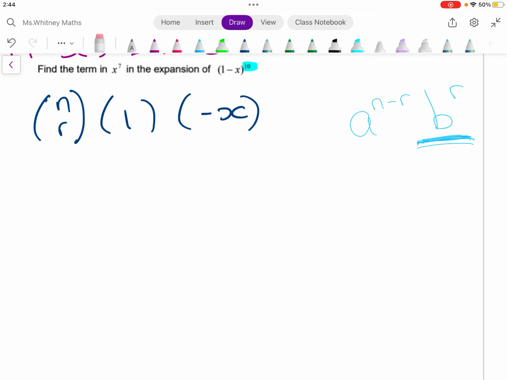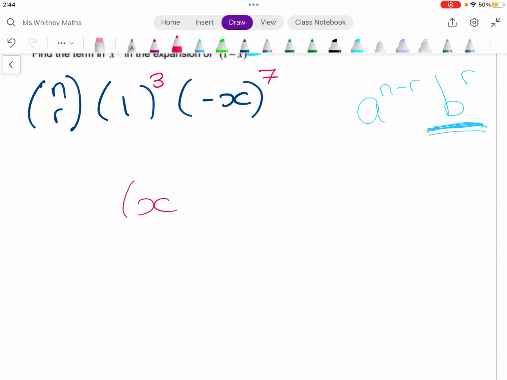Okay, however, we know that we need a 7 here, which automatically means we need a 3 here because these two add to make 10. And also that means that r is 7. Now be careful that, because if this was x and 1 this way around, we would have had 7 and we would have had 3 and r would have been 3 because it's whatever value is on the b.